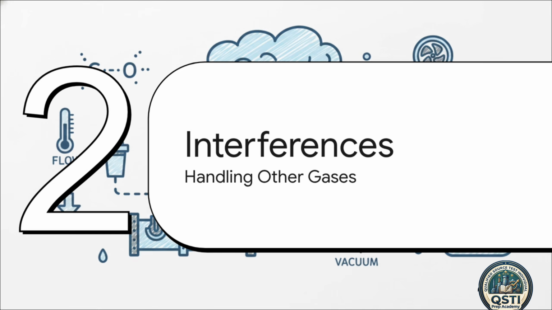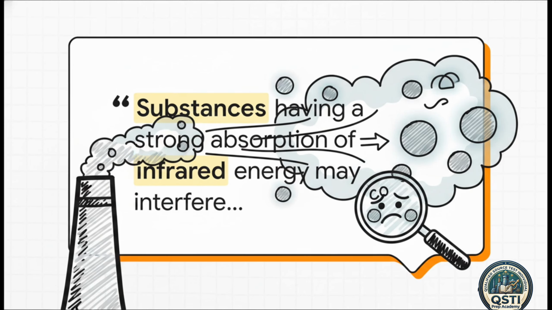So the crucial point is that carbon monoxide isn't the only gas in the stack. We have to deal with interferences. Method 10 explicitly warns testers about a very specific, invisible roadblock. The text states, "substances having a strong absorption of infrared energy may interfere to some extent in some analyzers." So what does that actually mean? Basically, our primary continuous analyzers rely on infrared energy to literally see the carbon monoxide. But if other gases in the stack, especially carbon dioxide, which is everywhere in combustion exhaust, absorb that same infrared energy, they can trick the analyzer. The machine gets blinded, misinterprets the CO2 as CO, and spits out an artificially inflated, inaccurate reading.